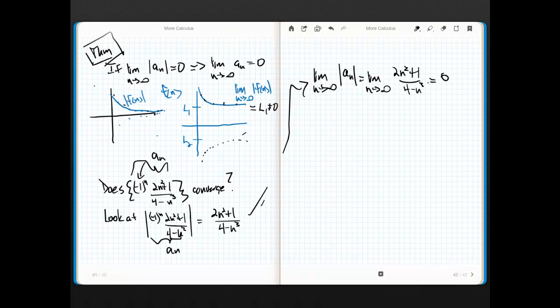If you wanted to do a more algebraic way, you could multiply top and bottom by 1 over n cubed, and you get the same answer. Okay? So this thing definitely heads for 0.